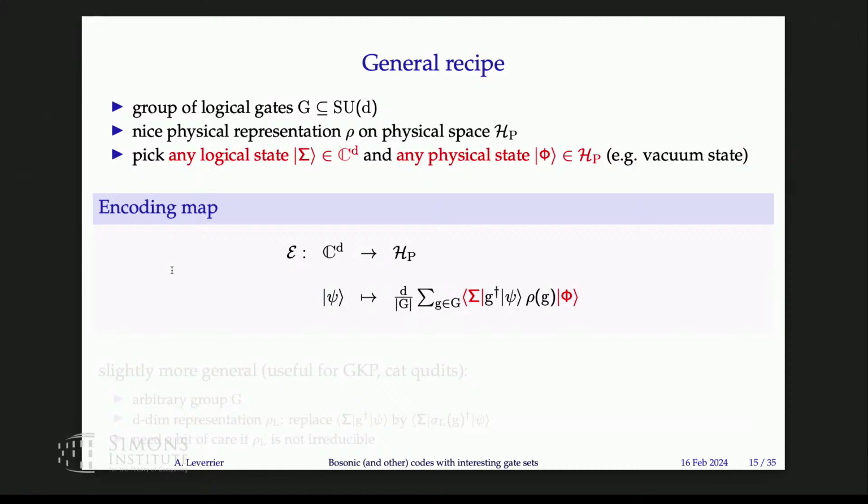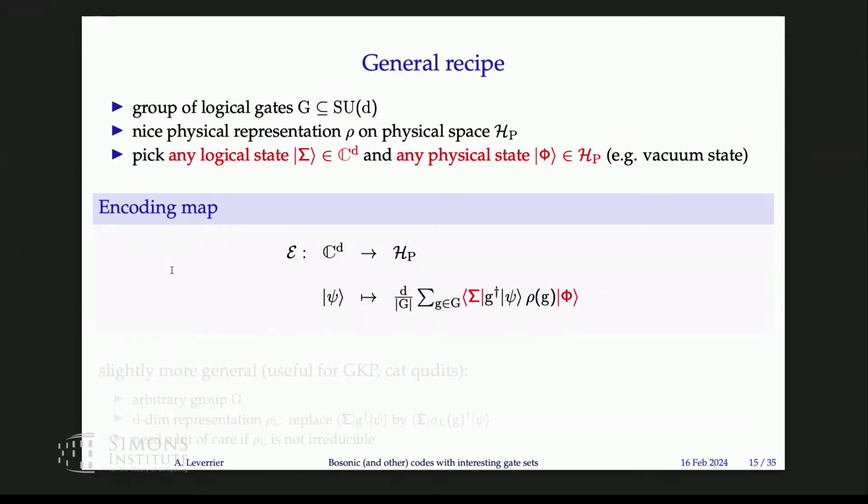You can pick it arbitrarily. And you can pick any physical state in your physical Hilbert space. For instance, if you look at Bosonic codes, you might want to pick the vacuum state or a coherent state. So these two states, you choose them as you want. And then you can define an encoding map that looks like this. It's a bit scary at first, but it's a sum over the elements of the group.